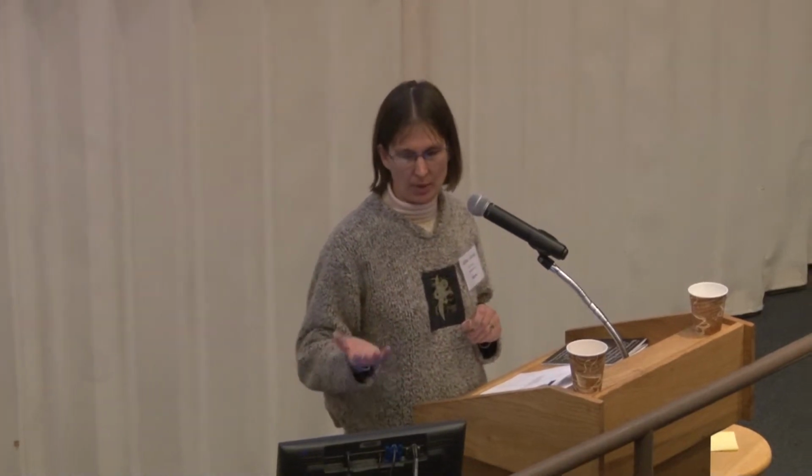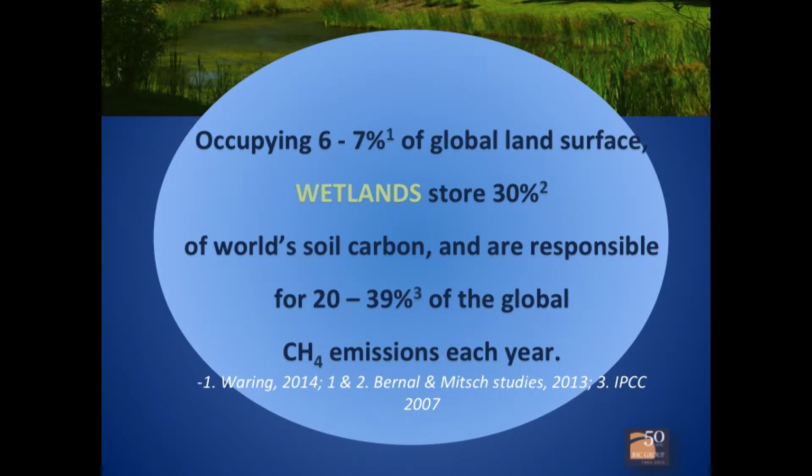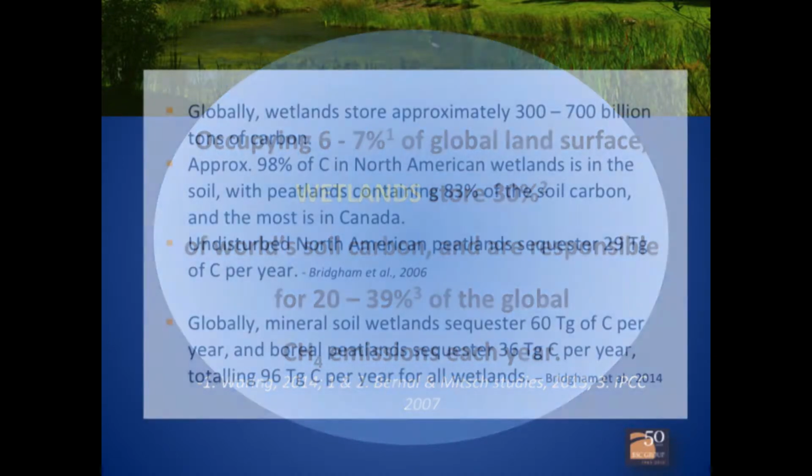And these are some numbers from some different studies that just gives you an idea of the significance of wetlands. Although they only occupy a very small percentage of global land surface, they store approximately 30% of the world's soil carbon. On the other hand, they're responsible for anywhere from 20 to 40% of the global methane emissions per year, according to the IPCC. Different studies are going to have slightly different numbers here, but the main thing to take away is the proportionality of wetlands.